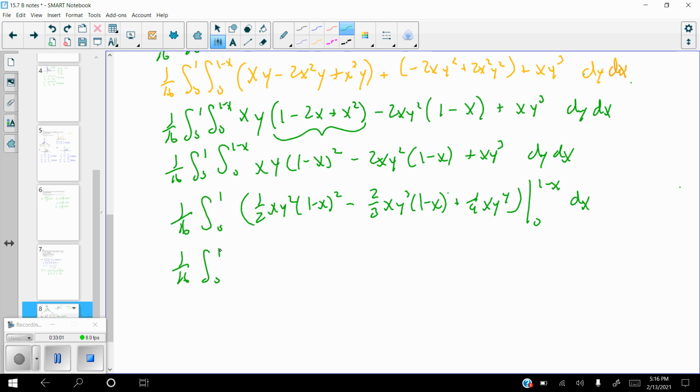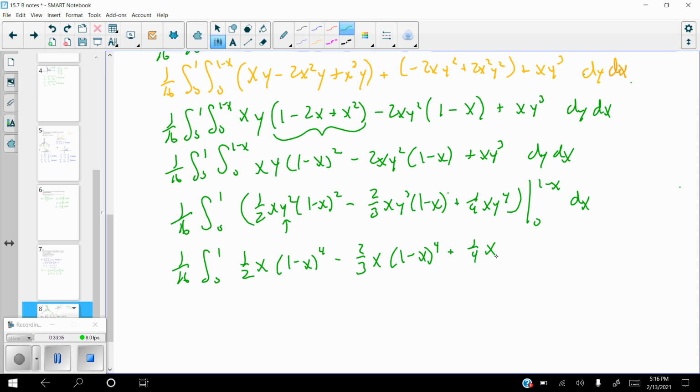So that's going to be 1/2 x times 1 minus x, plugging it in for y, 1 minus x squared times 1 minus x squared is going to give me 1 minus x to the 4th, minus 2/3 x, 1 minus x cubed times 1 minus x is going to give me 1 minus x to the 4th. Hopefully you're seeing the pattern develop.